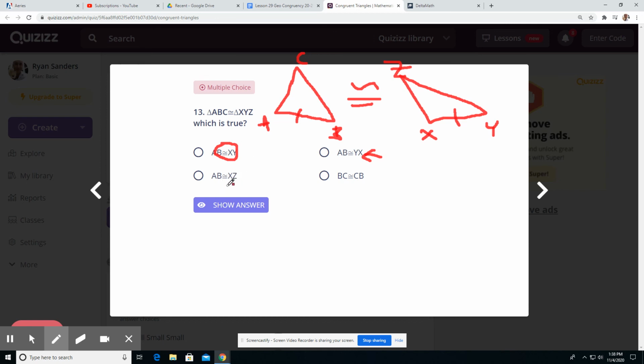AB is the same as XZ. AB is the first letters, is XZ. Well, that's definitely not. Then BC is the same thing as CB. BC, is that the same side as CB? Well, that's kind of a reflective idea. So I like that one too, but they're ruling that out. So let's just go ahead and see. I'm sure it's probably that first one because it has the order that they want.